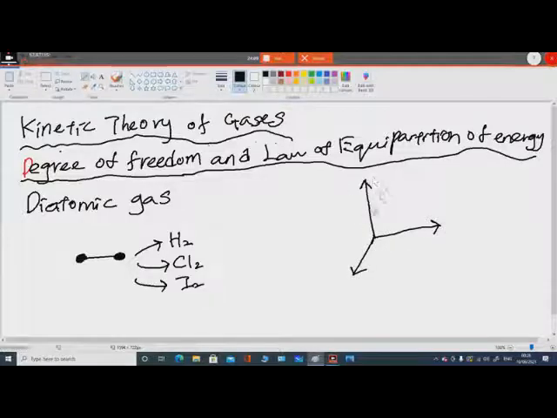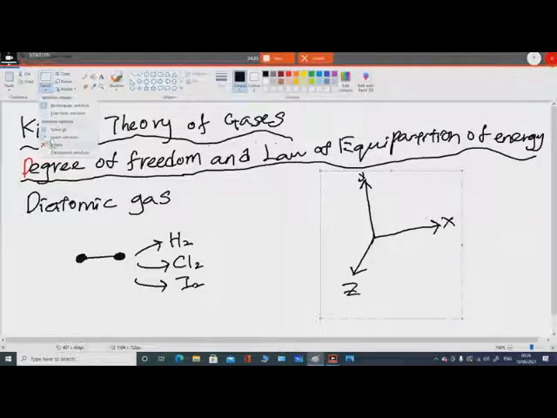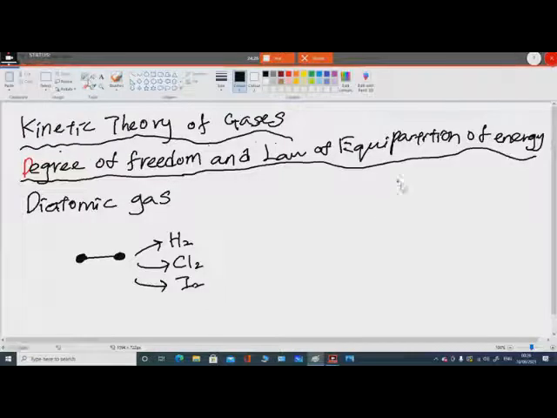So let's say I have y direction, x direction, and z direction. Oh, I should draw it straight. So let me draw it again. So this is my y direction, and this is the x direction, and this will be the z direction. So this is my diatomic gas.